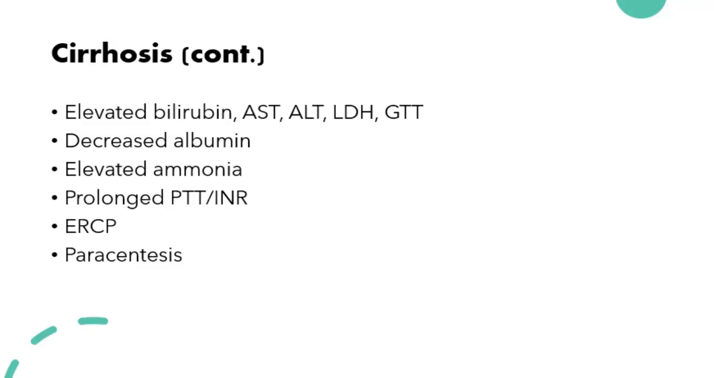Test-wise, ERCP will help detect common bile duct obstruction. It helps visualize any kind of esophageal varices. It scans and biopsies the liver, and you can also ultrasound the liver. And then paracentesis. This is when fluid is withdrawn from the abdominal cavity because we have that side effect of ascites.